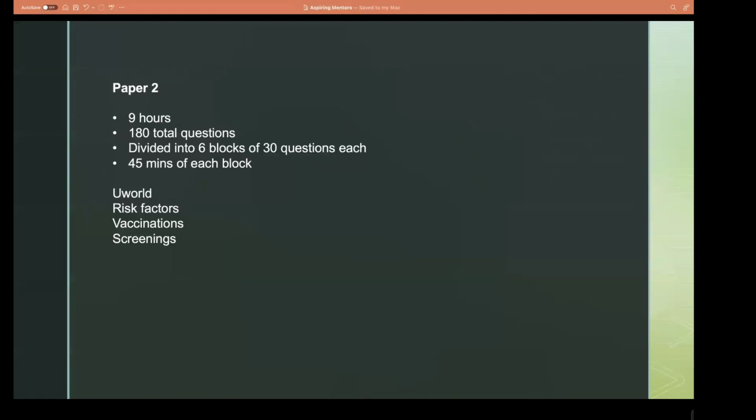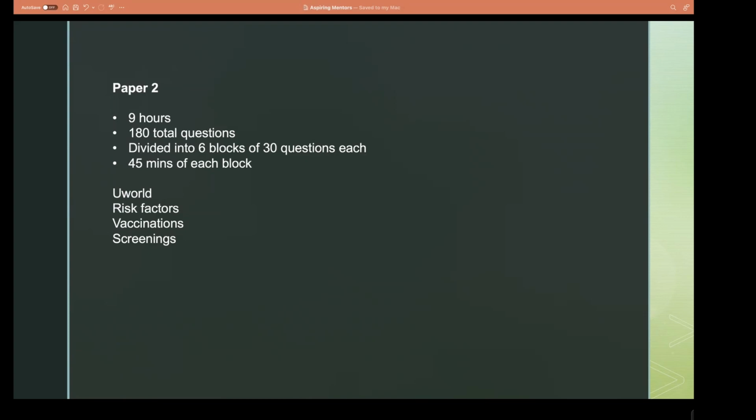Paper 2 is 9 hours, 180 total questions, 6 blocks, 30 questions in each block, and 45 minutes for each block. That is pretty much enough, because after doing a block, you are left with time. You have time to add it to your break, because questions are short. And definitely you have to do your UWorld.